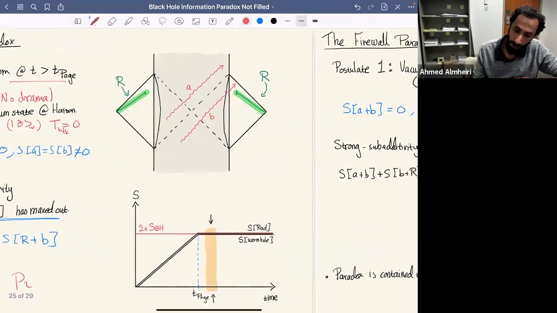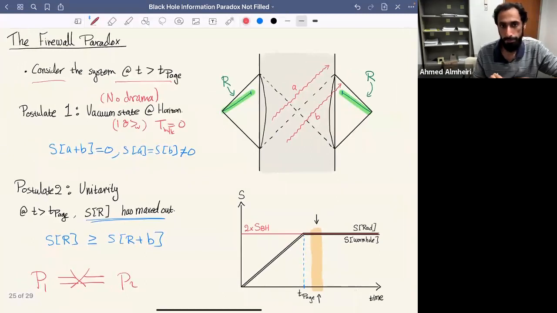Okay. Sorry, can I ask something? Yes. I just got confused. Could you define what you mean by vacuum state at the horizon? I'm used to thinking of states defined on codimension 1 surfaces, so I'm just confused by the terminology.